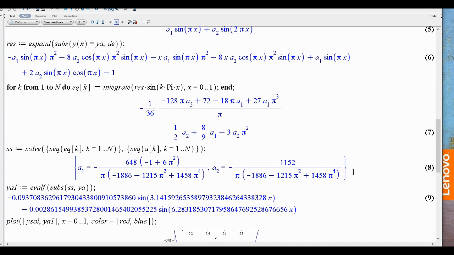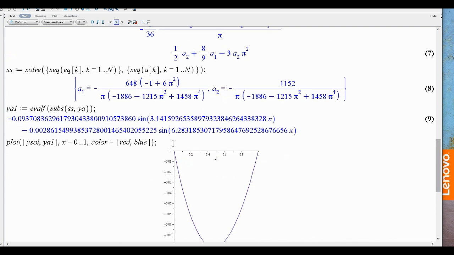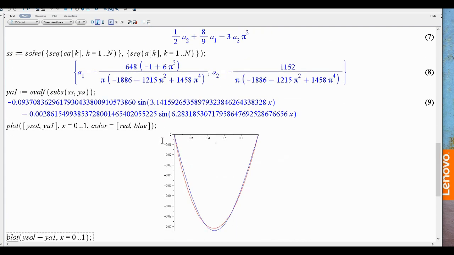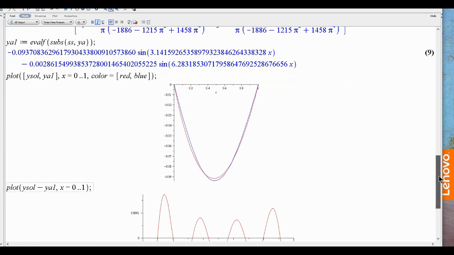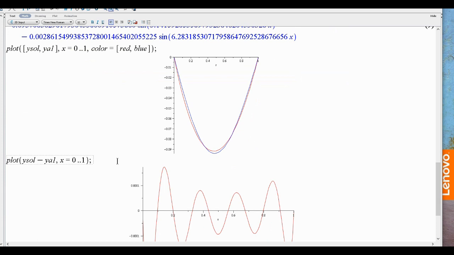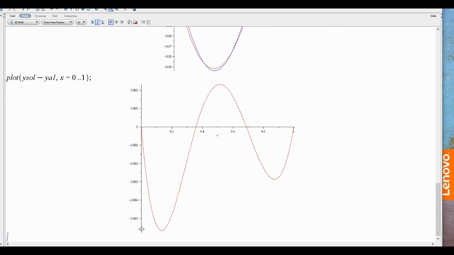When I plot the two solutions, one in red and one in blue, you see that there is a difference, but it's not very bad. The solution is not very bad. When I plot the error, you will see that the error is about 0.006. Okay, so that's what the error is with two terms.